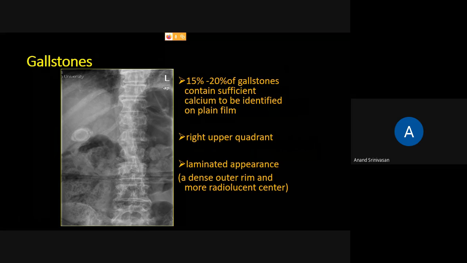Gallstones. So you know that only 15 to 20% of gallstones are radio opaque. They contain calcium. There are different types of gallstones, which you might be reading in pathology: cholesterol stones, bile stones. So there are different types of stones. It's called cholelithiasis, right? And there are many.